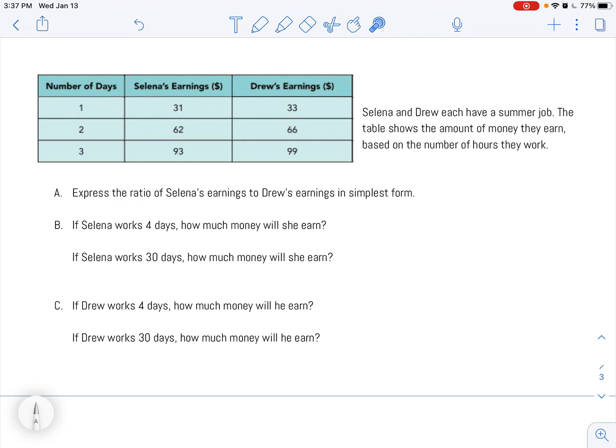So if we want to express the ratio of Selena's earnings to Drew's earnings in simplest form, we're going to look at day 1, or 1 day, to help us. That's the most simplified ratio to compare their earnings. So our ratio here would be $31. Selena is first because order matters. And Drew is going to be $33. Problem A.